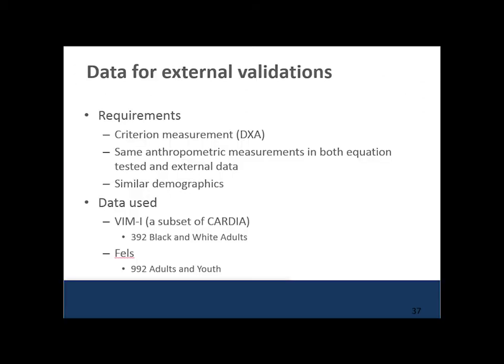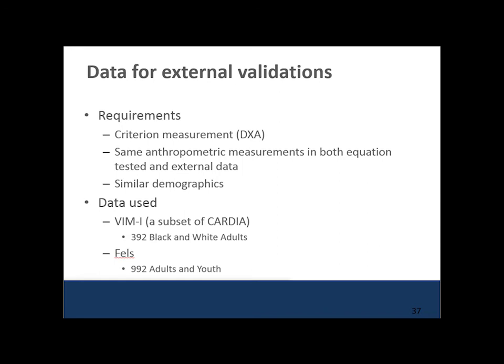Now, one of the things about external validity is you've got to have a criterion measurement in your external data set, and you've got to have anthropometrics in your external data set, the same ones that are in the equation that you use. And this turns out to be quite limiting. If they did DEXA, a lot of times they didn't do anthropometry and vice versa. So we could not test all of our equations or all the equations in the literature. We had to choose ones that would work.